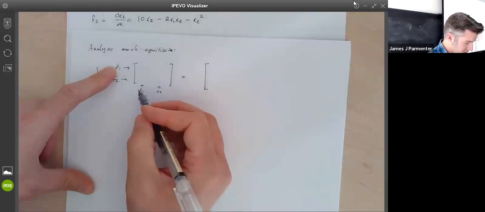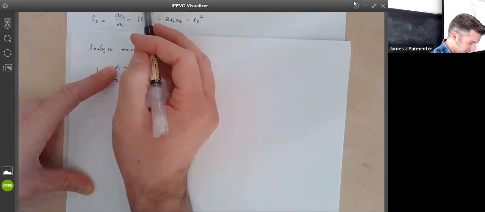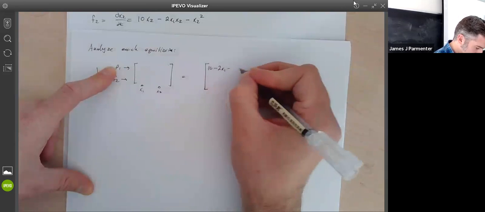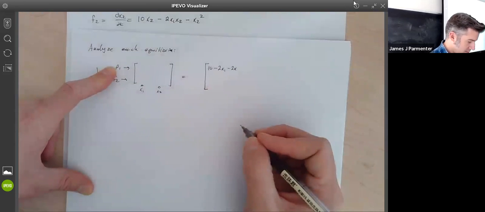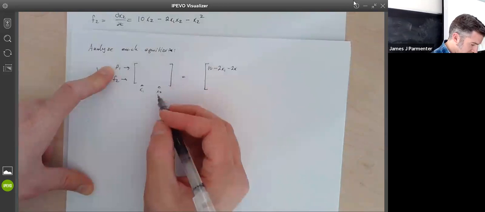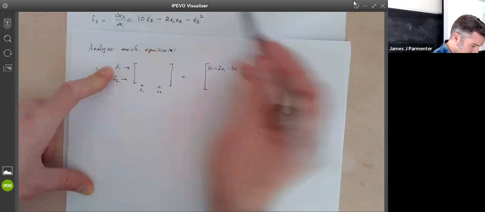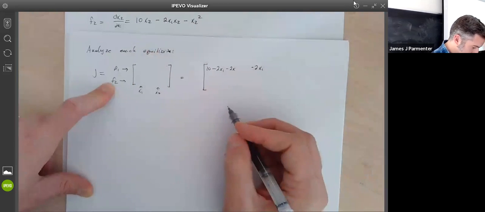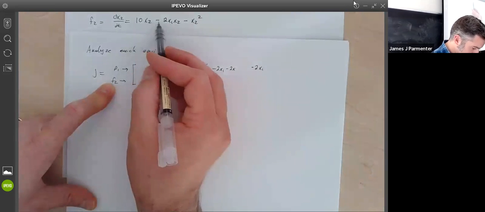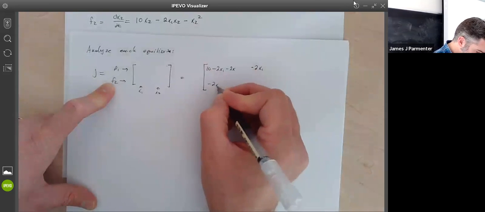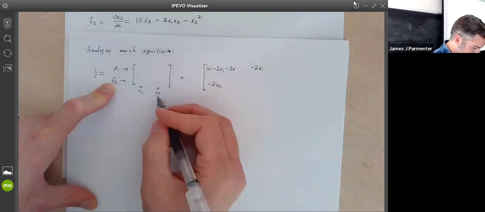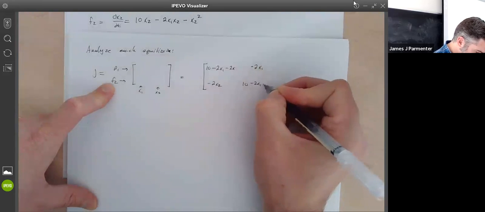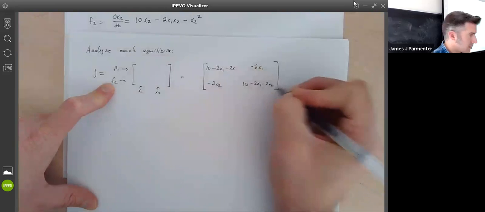So I need the partial of F1 with respect to X1. That's going to be 10 minus 2X1 minus 2X2. And then the partial of F1 with respect to X2 is going to be, I'm sorry, negative 2X1. The partial of F2 with respect to X1 is going to be negative 2X2. And the partial of F2 with respect to X2 is going to be 10 minus 2X1 minus 2X2. Oh, fun times.